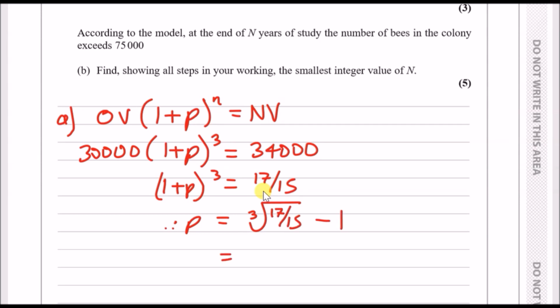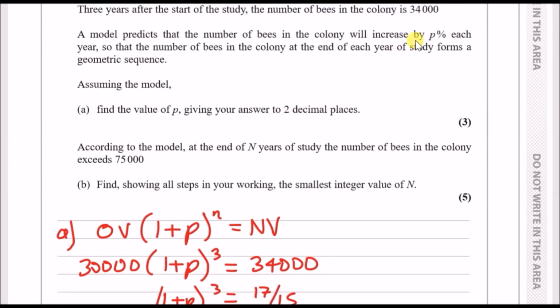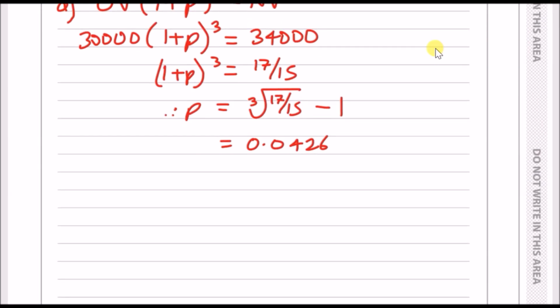So therefore, you can say p equals the cube root of 17 over 15, and then minus 1, and you actually end up with a p result of roughly 0.0426. And because they want p as a percentage, well, you can say therefore p is actually 4.26%. And that's it, that's literally A done.